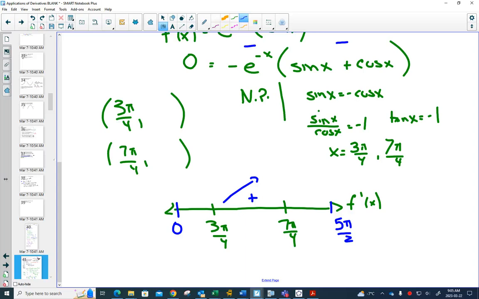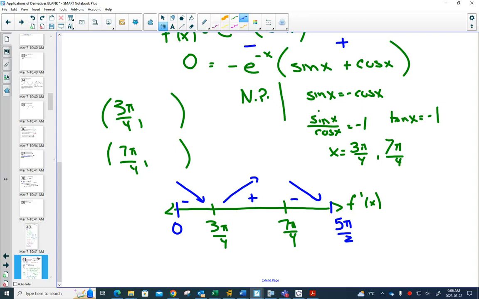If we plug in a value like pi over 4, again, this first section is always negative. Sine of pi over 4 is root 2 over 2. Cos of pi over 4 is root 2 over 2. Adding them together will be positive. So this section, negative times positive, will be negative, so it would be decreasing. And again, something above 7 pi over 4 but less than 5 pi over 2, I'd probably choose 2 pi. So choosing 2 pi, sine of 2 pi is 0. Cos of 2 pi is 1. This is positive again. Negative times a positive. It will be decreasing.